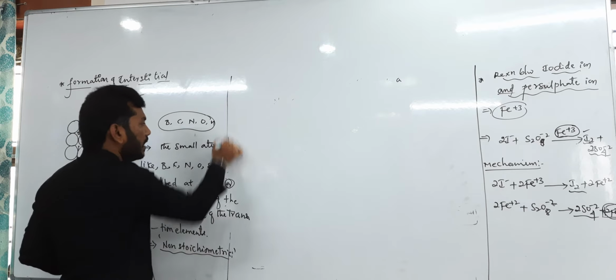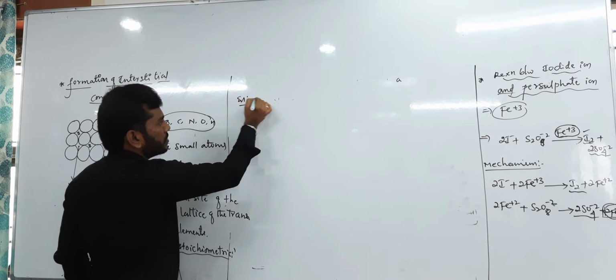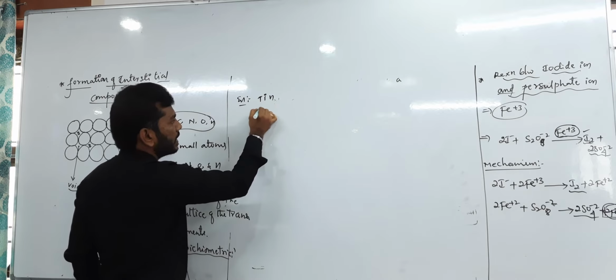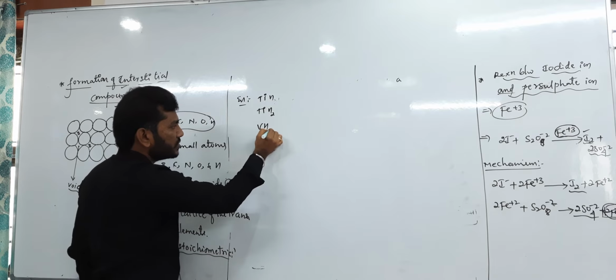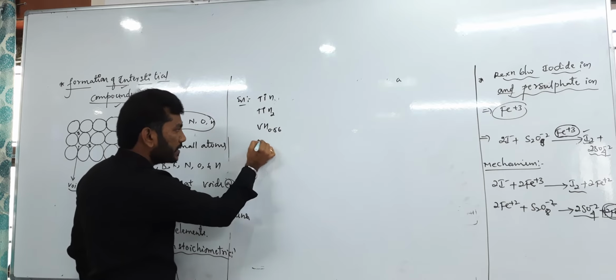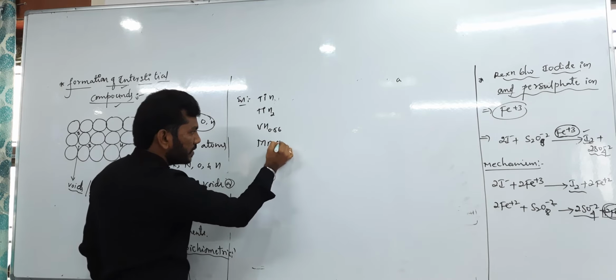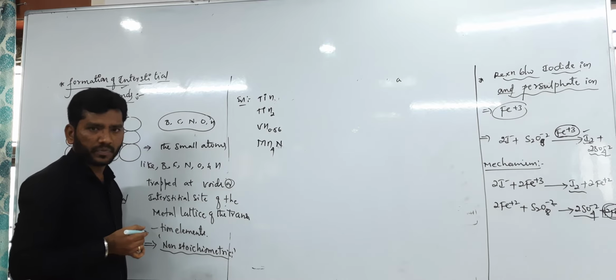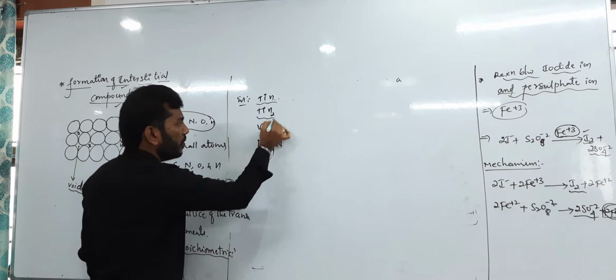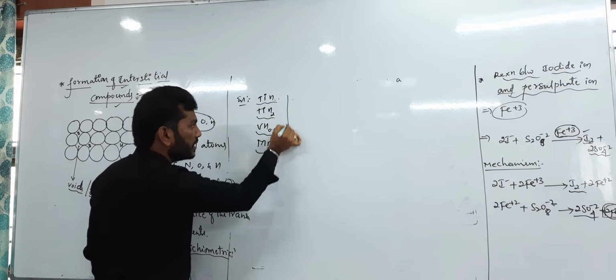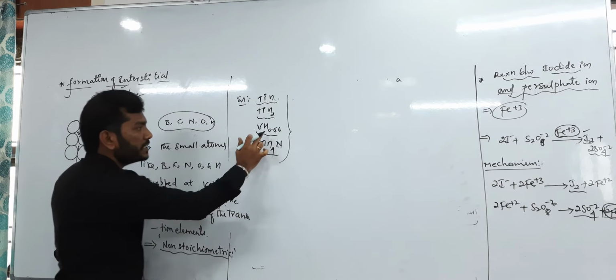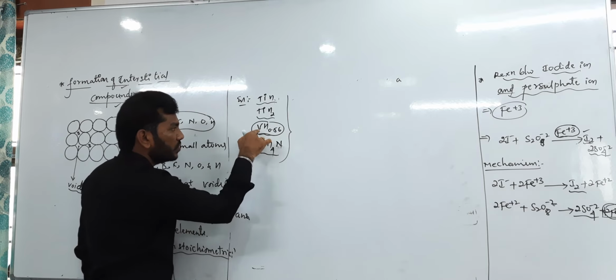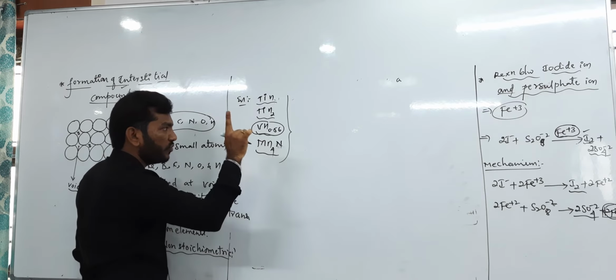See, look here, we have an example. Titanium hydride, manganese nitride, VH 0.56. All these particular compounds are nothing but interstitial compounds.